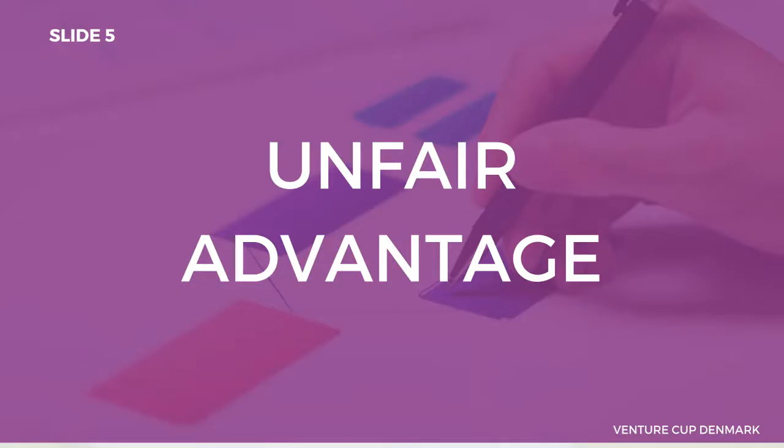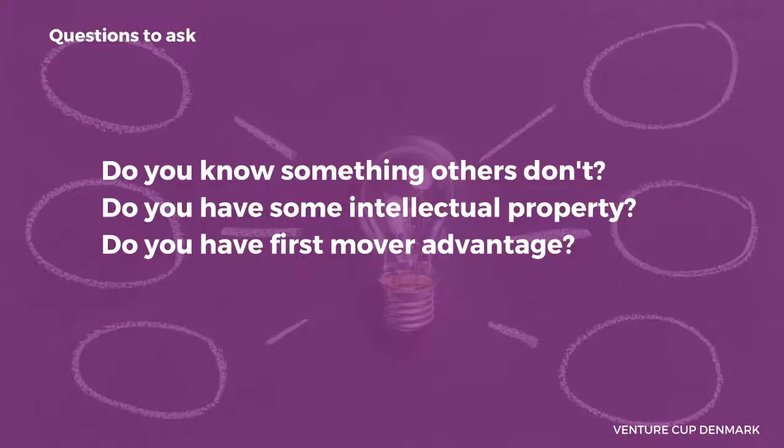Slide number 5, your unfair advantage. Now, it's about showing how you can solve this problem better than anyone else. Do you know something others don't? Do you have intellectual property? Do you have first mover advantage? Do not only rely on patent when describing your advantage.